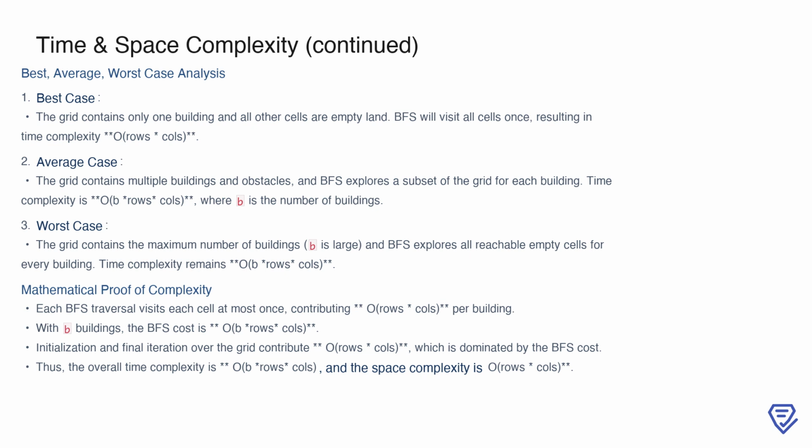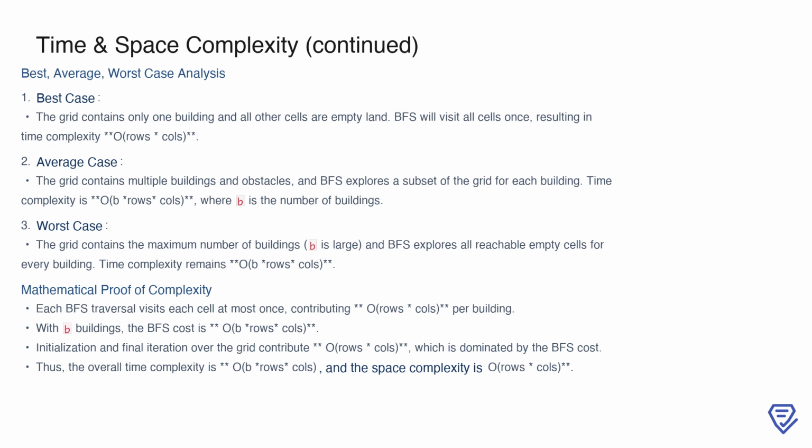In the worst case, the grid is densely populated with buildings, meaning B is large. Additionally, BFS would need to explore all reachable empty cells for every building. Even in this scenario, the time complexity remains O(B * rows * cols). Finally, a mathematical proof of complexity confirms these findings.